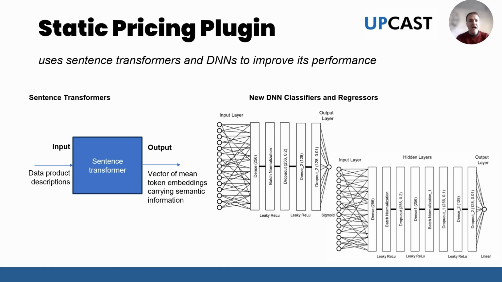Next slide. UPCAST static pricing plugin uses BERT sentence transformers to encode data product descriptions, storing valuable semantic information, and new DNN classifiers and regressors that were designed and optimized to improve the performance of state-of-the-art pricing models and to make them more generalizable.